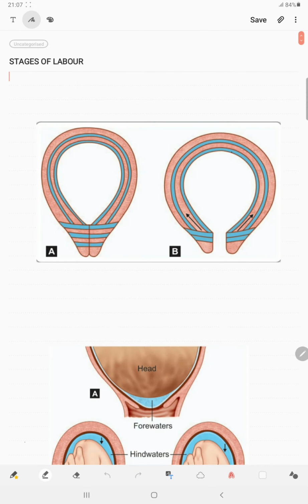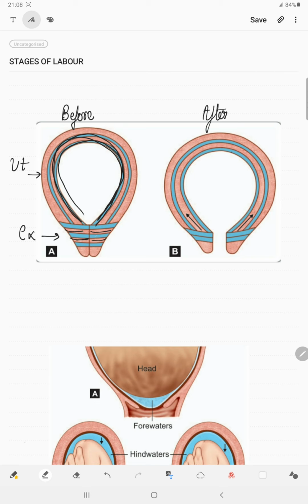Yes, if we look at this one, this image is before labor and this is after labor. This is the uterus of the mother and this is the cervix of the mother, right? Can you see that these muscle fibers of the uterus are arranged in this pattern? These are the longitudinal muscle fibers of the uterus and these are the circular muscle fibers of the cervix, okay? So these longitudinal muscle fibers of the uterus are connected to the cervical fibers, which are the circular fibers, in a bucket handle fashion.